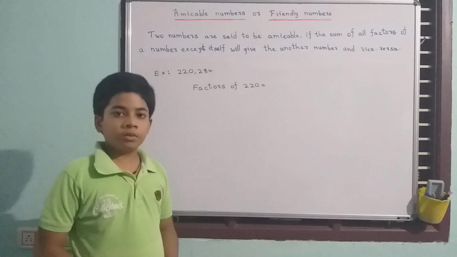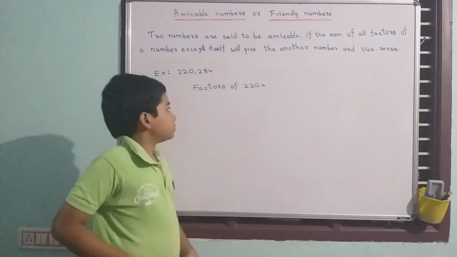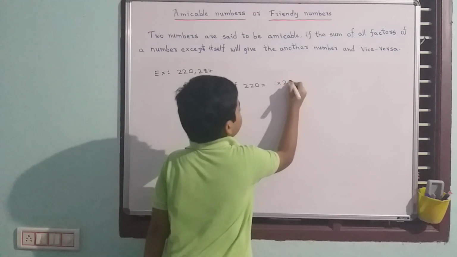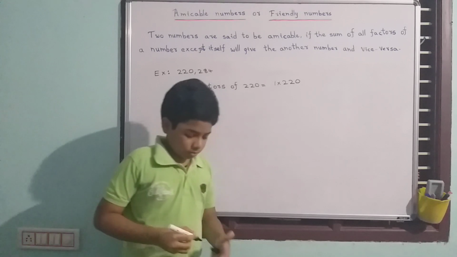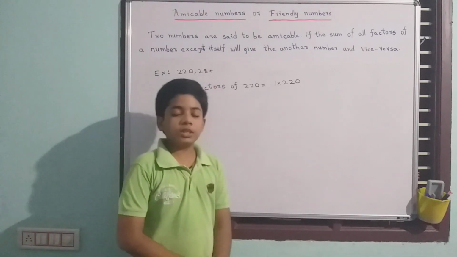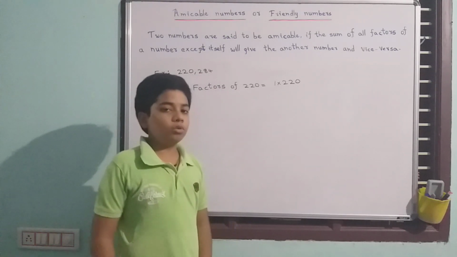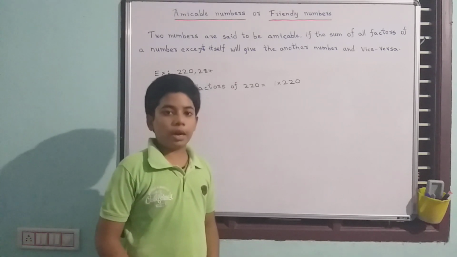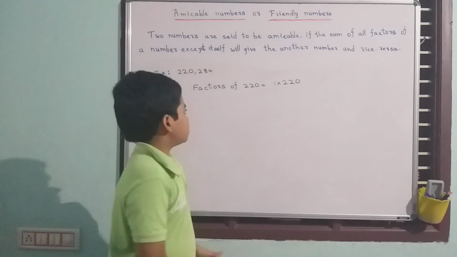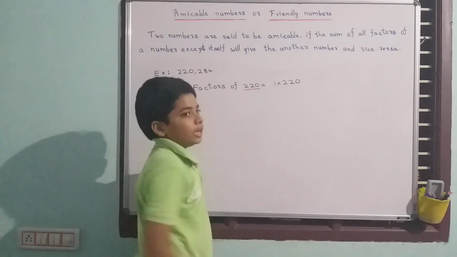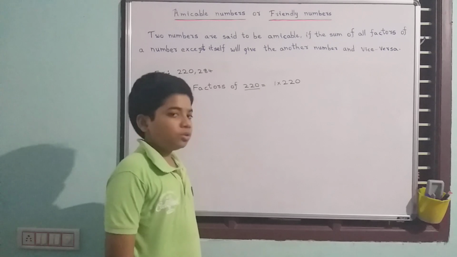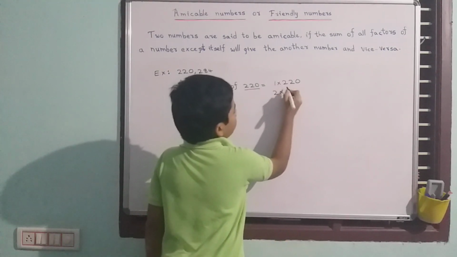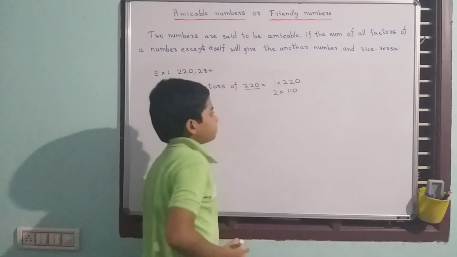Let us check with 1. 1 is a factor of 220. 1 times 220 is 220. Let us check with 2. First, we have to know all the divisibility rules. The divisibility rule for 2 is that the given number has to be an even number. So, the given number 220 is an even number. So, 2 is a factor of 220. 2 times 110 is 220.